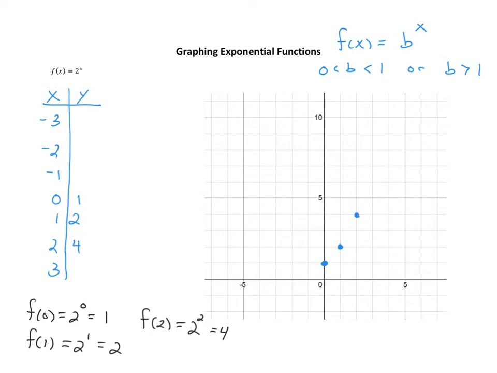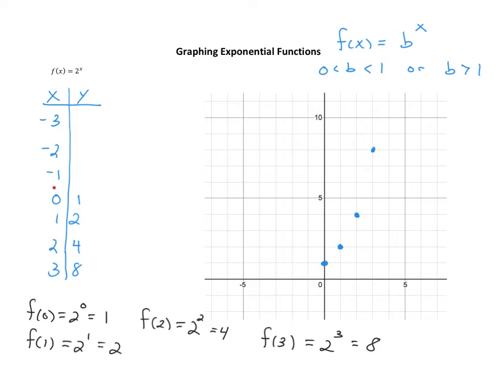And probably no surprise if we look at f of 3. That's 2 to the power of 3. 2 cubed is 8. 2 times 2 times 2. And so this is 8. So we get the point 3 comma 8. That's right here. So between these points, it looks like the graph is moving upward. So it's like increasing faster and faster and faster.